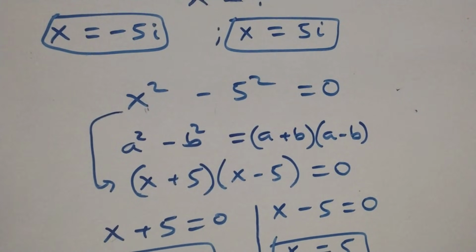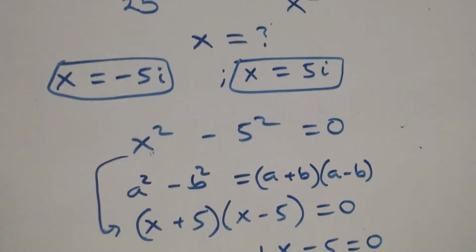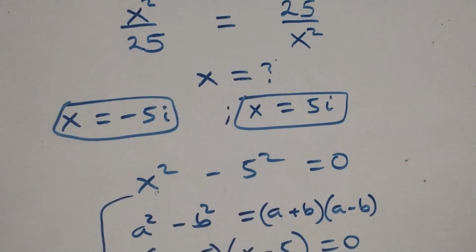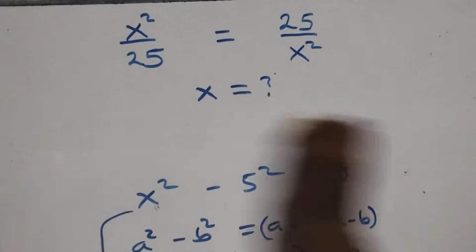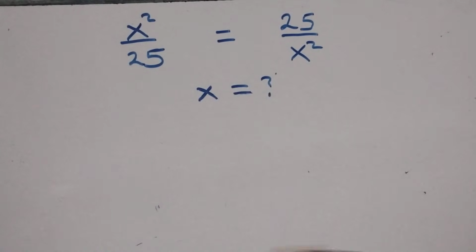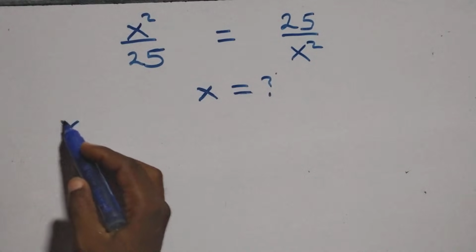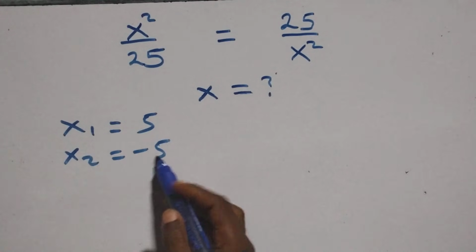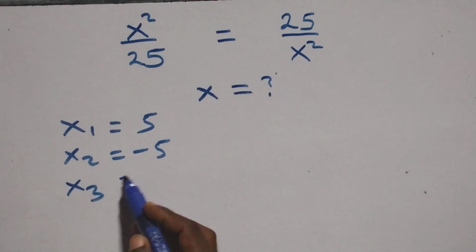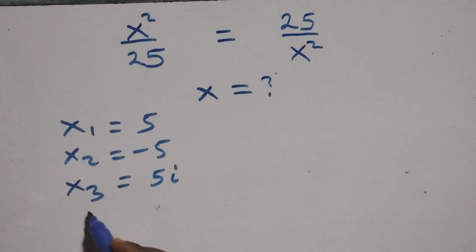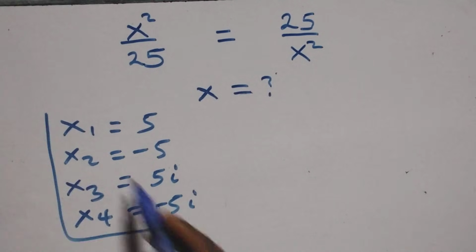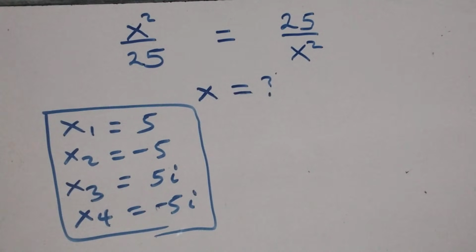Then when we write it out from here, I write out the solution together. That is, here we have the first solution, x1 equals to 5. Second solution, x2, we have minus 5. And also x3, we have 5i. And x4, we have minus 5i. That is four solutions together, two real and two complex solutions.